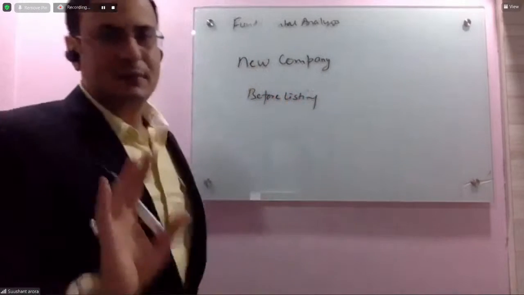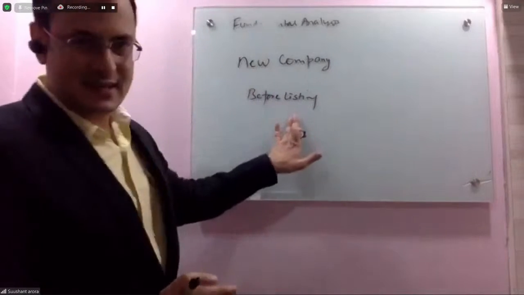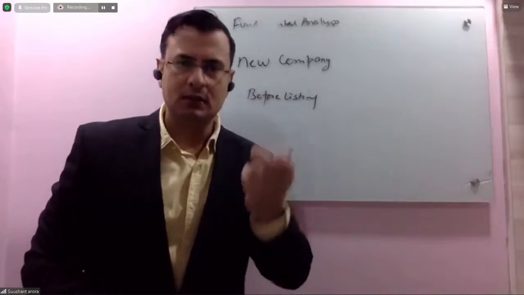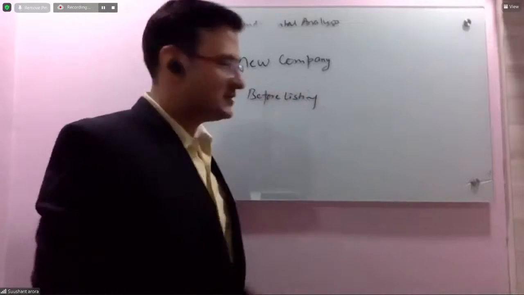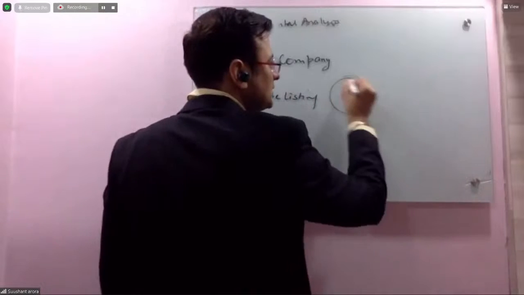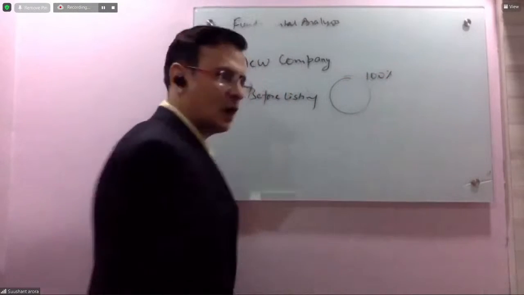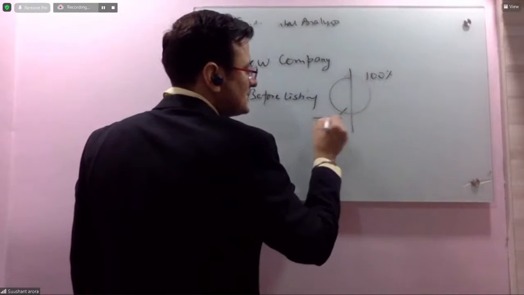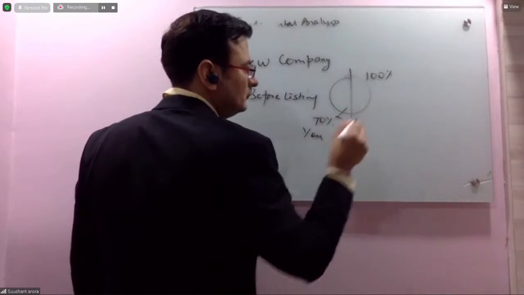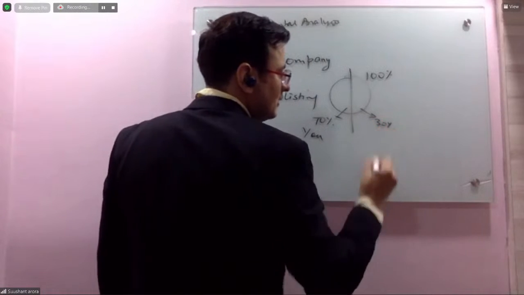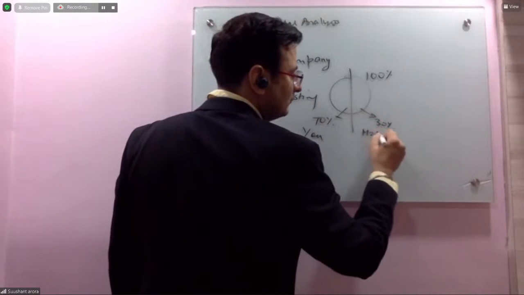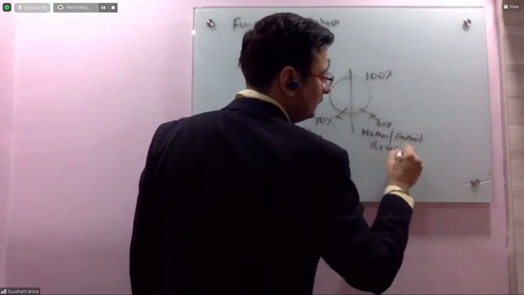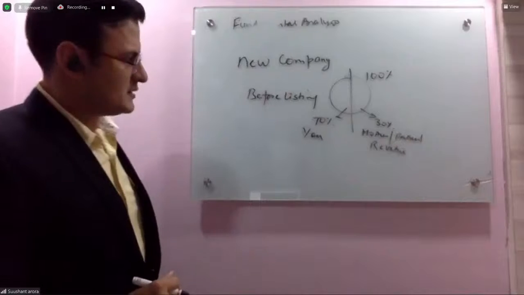So let's say you start up a new company and before listing, you are, let's say, the founder, co-founder, chairman, promoter, whatever you want to say. So this is the 100% of the company. Let's say 70% is held by you, 30% by mother or father, or let's say any relative. Just for the namesake purpose.